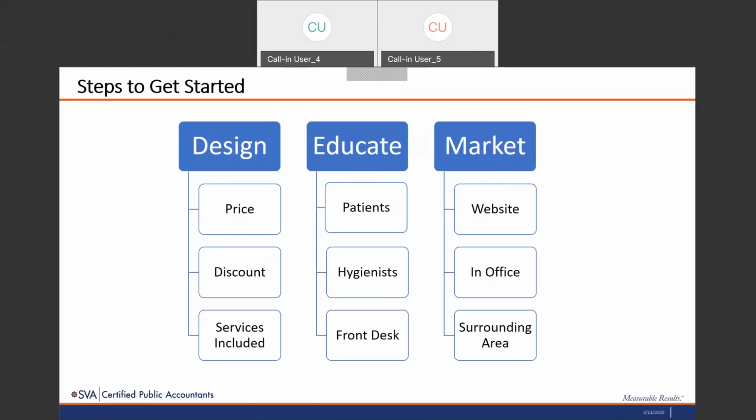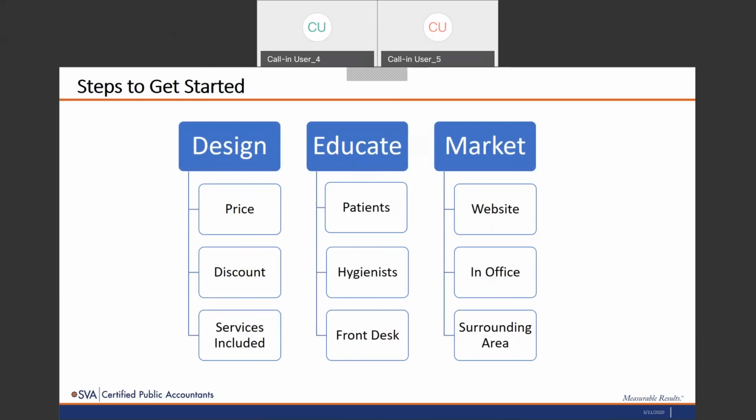The other thing to consider is services included and what is in the annual fee component of that, or what might you offer as additional services based on the percentage discount that you're willing to give. Some practices also exclude certain services, like perhaps you're not willing to offer a discount on braces or orthodontia as a part of this plan. So it's important to keep that in mind too as you think about the design of the plan.